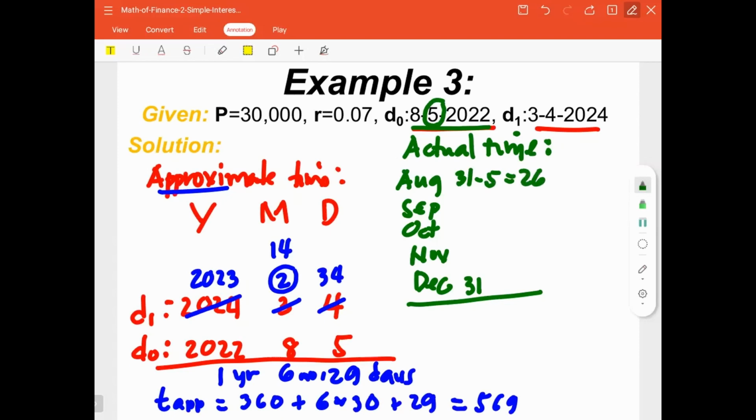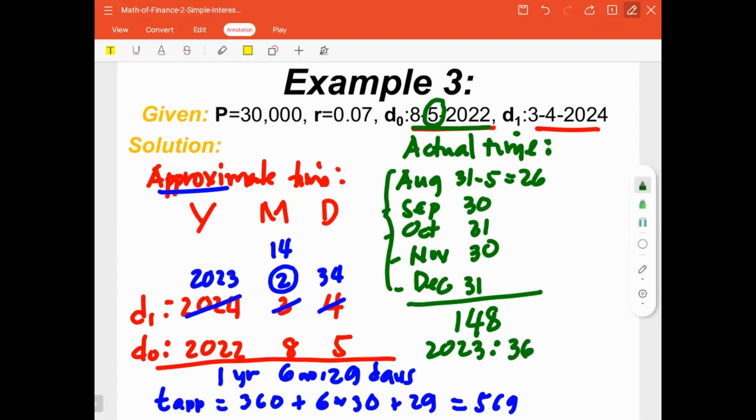Then, assign the actual number of days for the months of September, October, November, and December. So, for September, we have 30 days. October, we have 31. Then, November, we have 30 days. So, when you add those, 6, 7, 8. That's 8. Then 3, 6, 9, 12, 14. So, that's 148. Okay. So, this is just for August 2022 to December 2022. Now, for the year 2023, how many days do we have? This is not a leap year, so this would be 365 days.